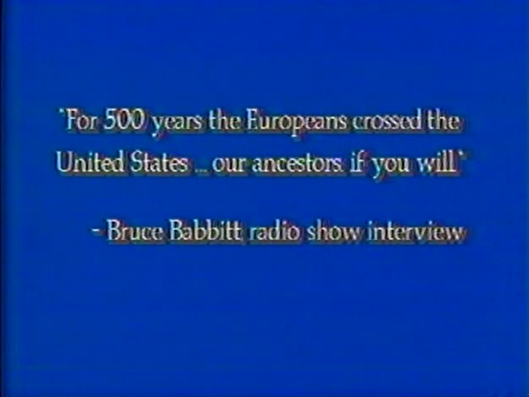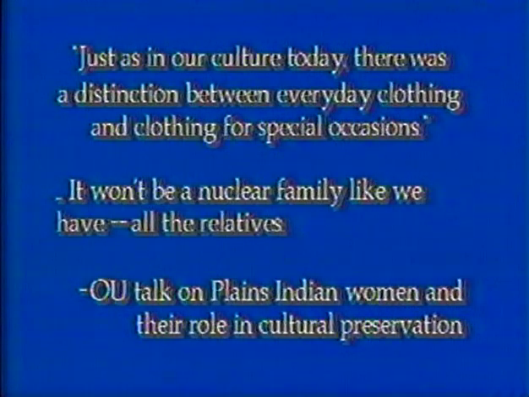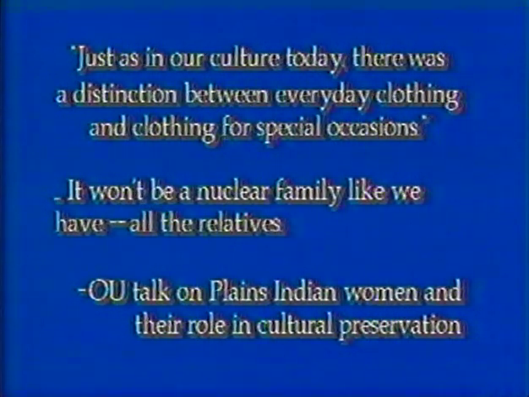The first one: for 500 years, the Europeans crossed the United States, our ancestors, if you will. Secretary of the Interior Bruce Babbitt made this comment in a radio show interview a couple of years ago. And when he said our ancestors, here he is, a national official, using this term our. Our is another form of we, of course. It's just when you're being possessive you say our rather than we. This our implies a we. And who is this we in his statement?